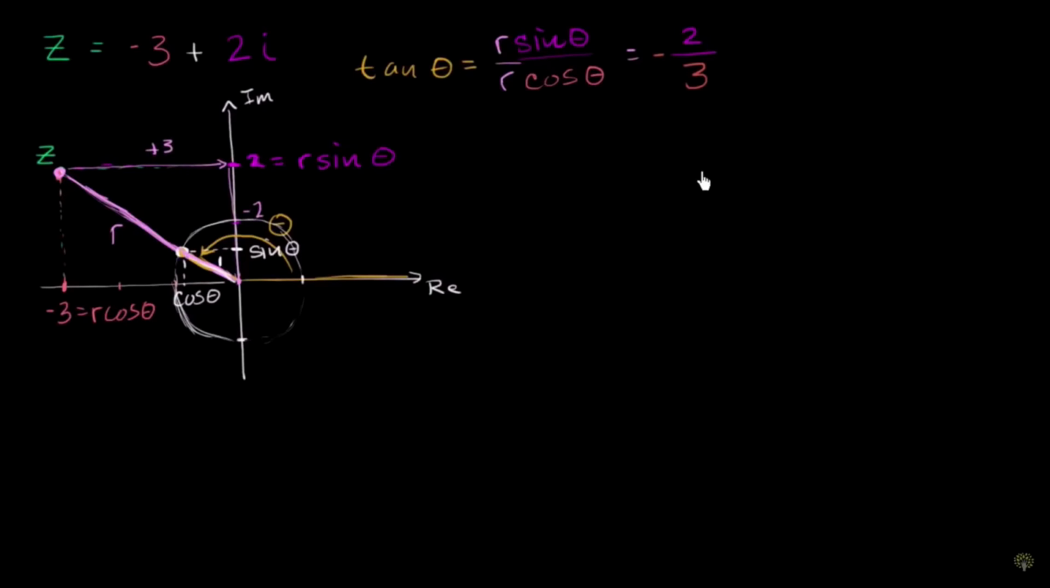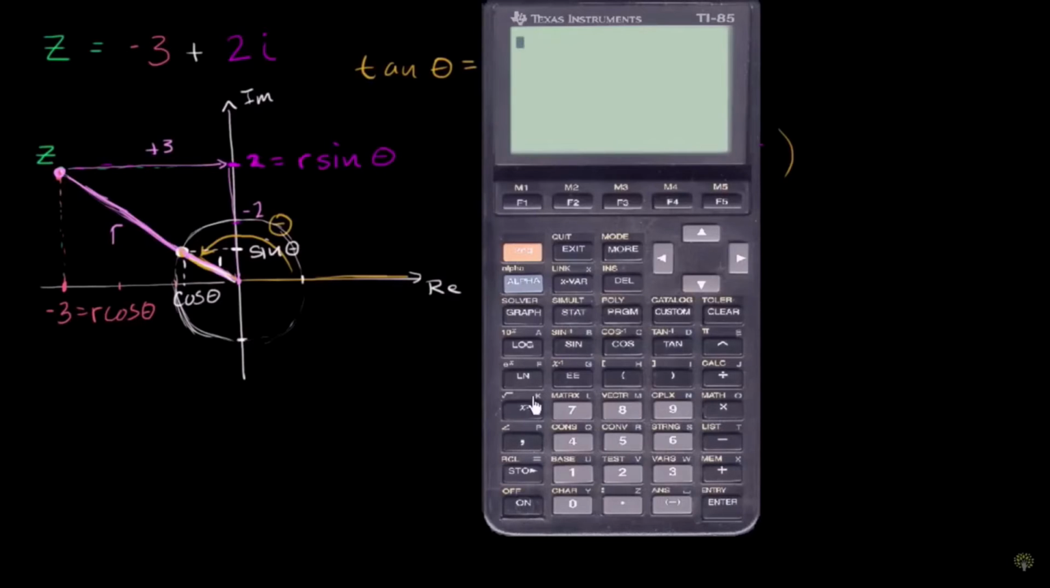Negative 2 over 3. But now we can use this to solve for theta. To solve for theta, we just take the inverse tangent of both sides. And we get theta is equal to the inverse tangent of negative 2/3. So let me copy and paste that, and we can get our calculator out to figure out what this actually is. So let's turn it on. Let me make sure that I am in radian mode.